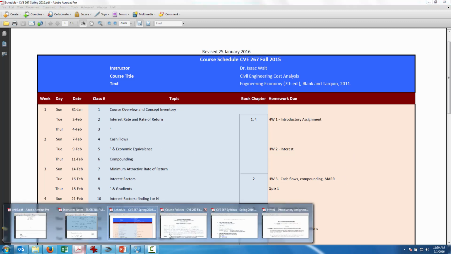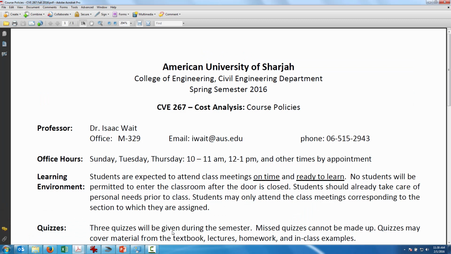The next document I'm going to show you is our course policies. And here with the course policies, you can see my email address, my office location, and telephone number, and so on, my office hours. One thing I want to emphasize, it's really important, is the learning environment that needs to be maintained in the classroom this semester.